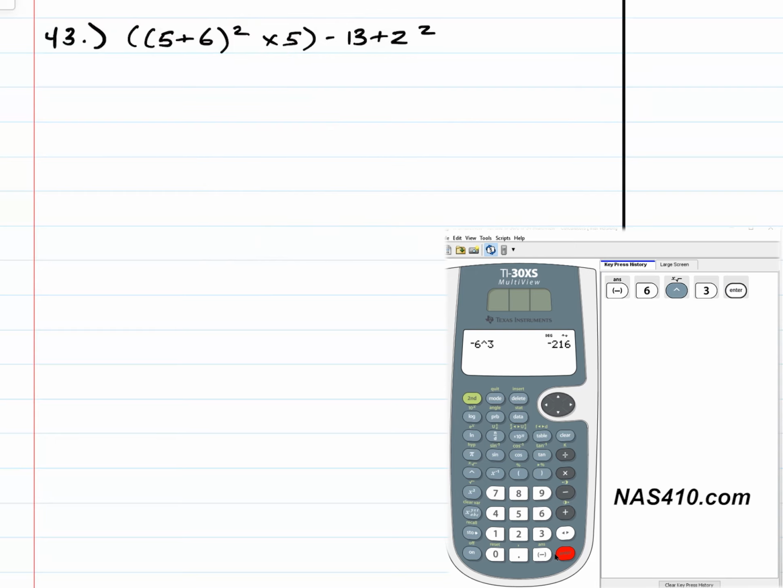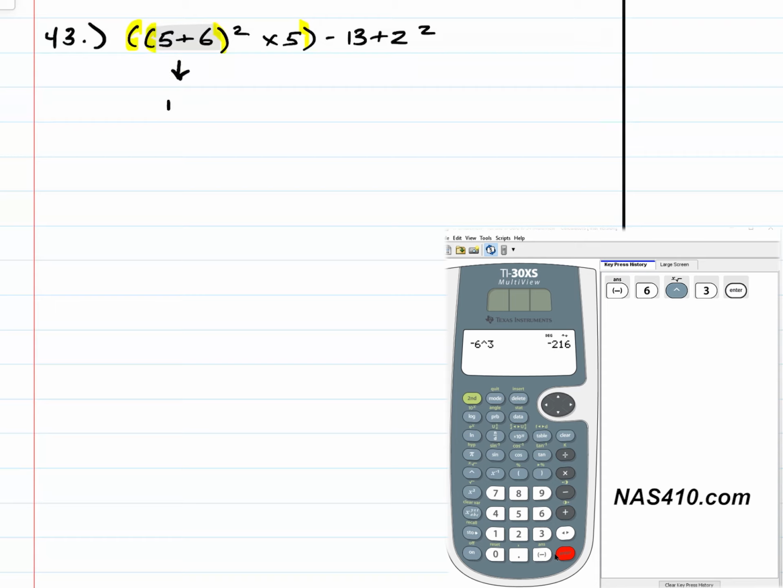Okay, number 43, we're getting a little harder, guys. And so number 43, I'm looking for exponents, and I have them here. Within this exponent, I have another nested exponent, right? And so I'm going to do that part first. I'm going to do this 5 plus 6 first. That's going to be the first thing I do.